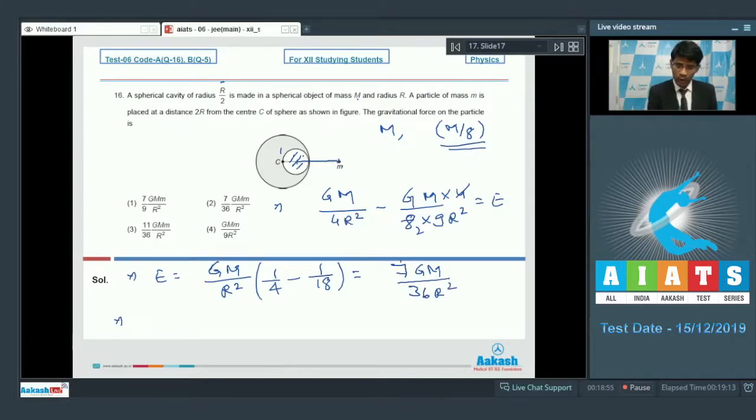So now the force on this particle will be how much? It will be 7 G m small m divided by 36r square. So for question number 16, we are getting option 2 as the correct answer. Now we shall proceed to question number 17.